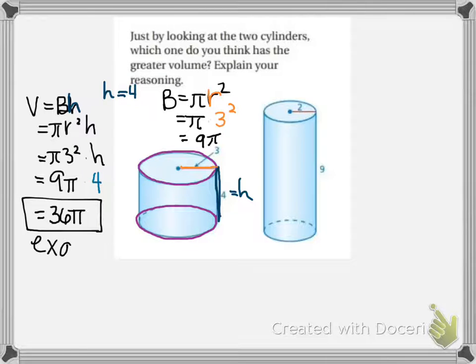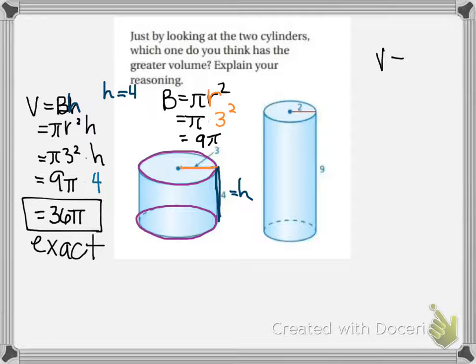Now, volume is measured in cubic units, but we don't know what those units are. We don't know if this is inches or centimeters. We have no idea. So we're just going to leave it as 36 pi. And later I'll show you how to get a decimal. But for right now, let's do the volume formula for the cylinder on the right.